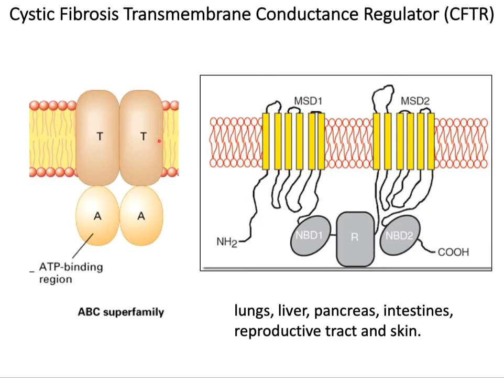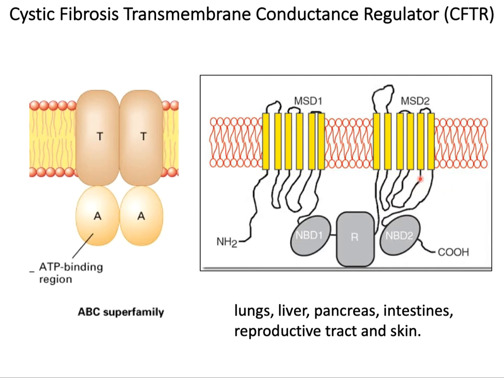A typical characteristic of all ABC superfamily of transporters, there are two transmembrane regions and there are two ATP binding regions. And you will remember that the CFTR transmembrane protein is found in pretty much every pathway that is lined with the epithelial cells in our body, like lungs, liver, pancreas, intestine, reproductive tract, and there is even CFTR in skin cells, in skin epithelial cells.